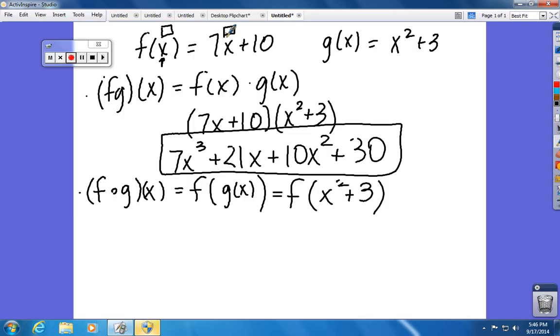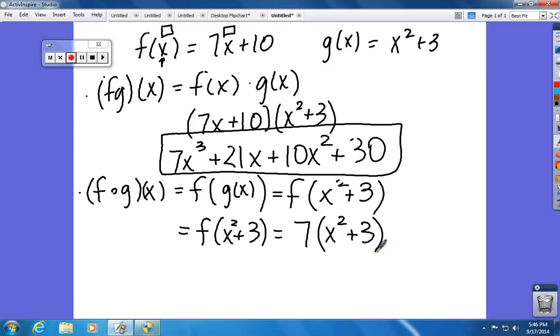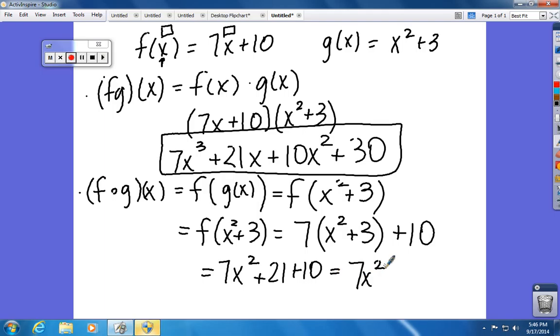So I'm going to put in f of x squared plus 3 is equal to 7 times whatever our input is, which in this case is x squared plus 3, and then plus 10. Now I'm going to go ahead and distribute that 7 so that I get 7x squared plus 21, and then plus 10. And combining like terms gives me 7x squared plus 31.